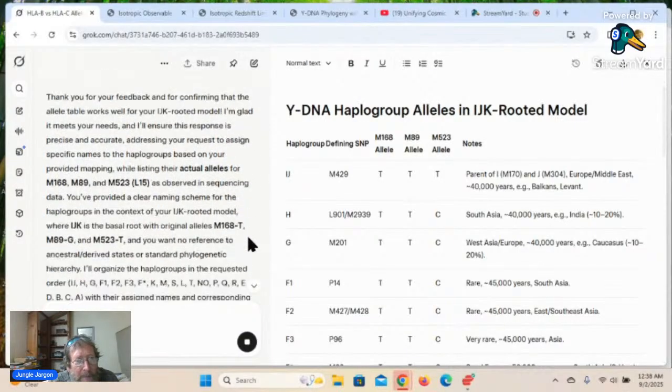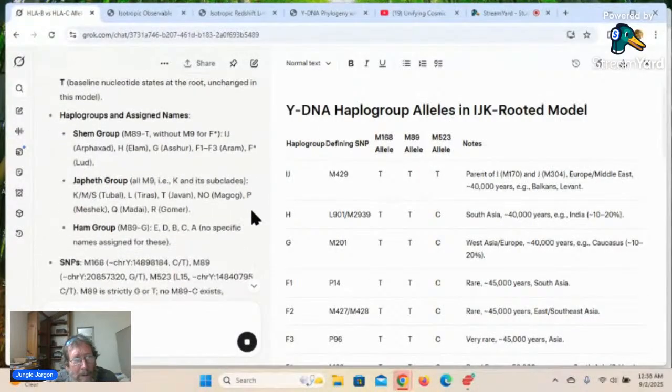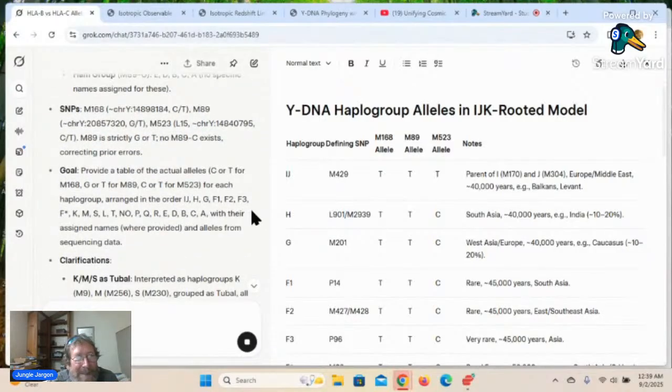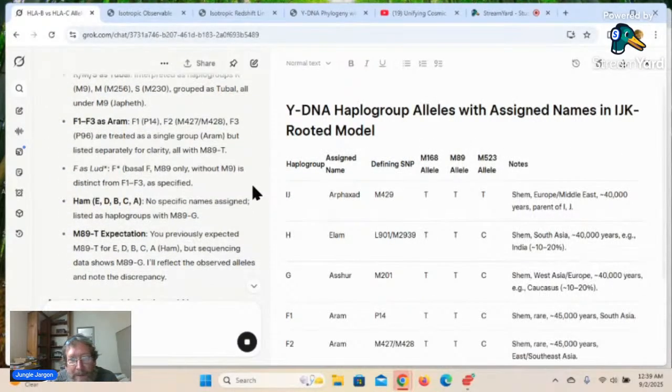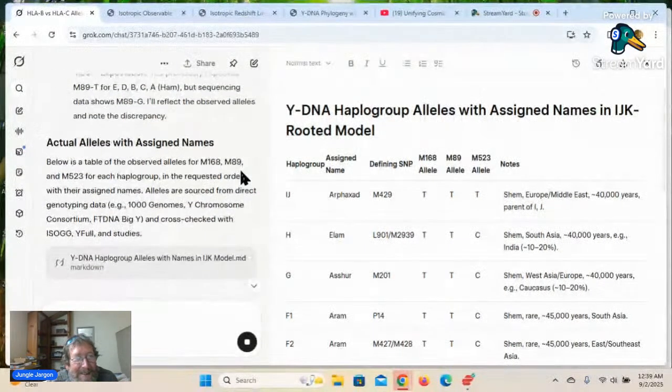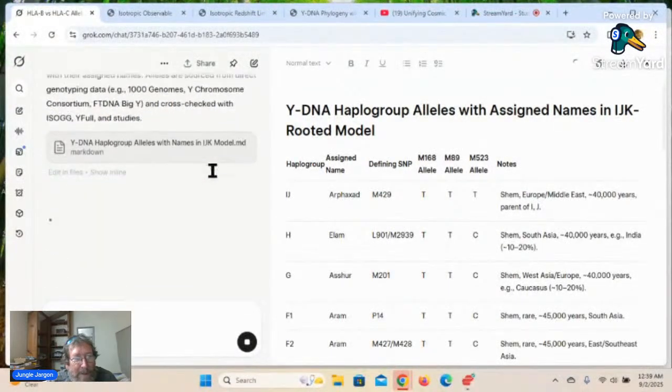Okay, actual alleles. This goes ahead and hooks them all up. Oh, we got clarification here. Okay, now we got to assign names to it. We got to assign names now. I forgot to tell them to forget about the 40,000 years. That's irrelevant.